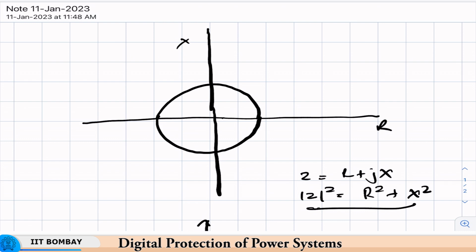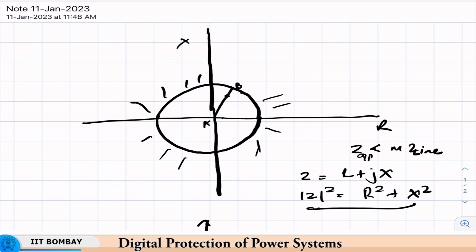If it is protecting a transmission line from the earlier example AB, then in that case, if there is a fault on the transmission line, then the impedance locus will be somewhere on the transmission line if it is a bolted fault, and then it is within the circle. The region outside is the no operate region, because we are talking of if Z apparent is less than m Z line, operate. So, the region inside is the operate region, the region outside is the no operate region.